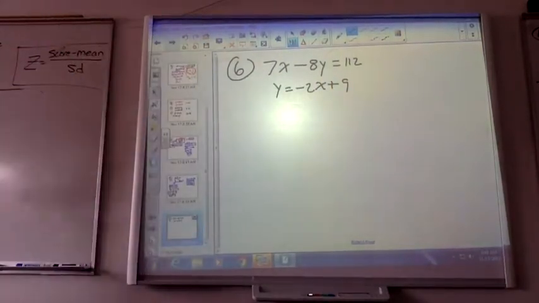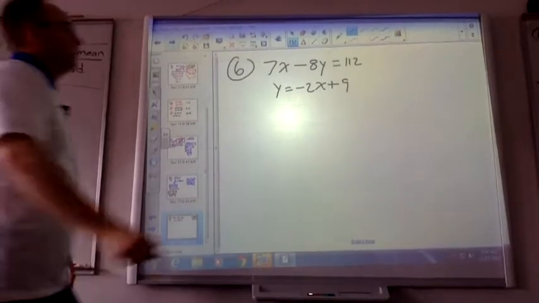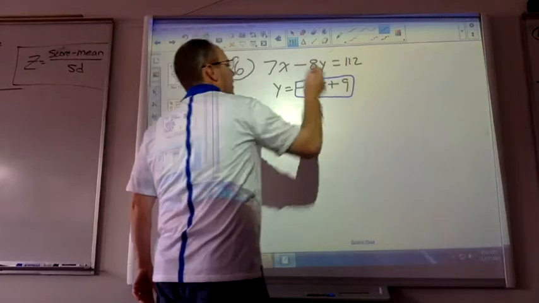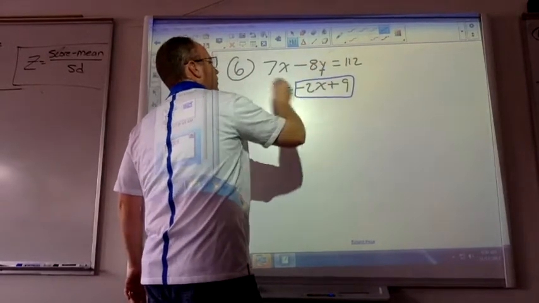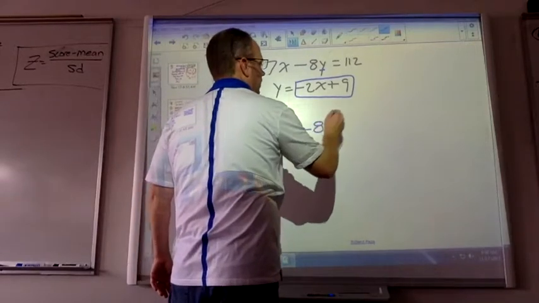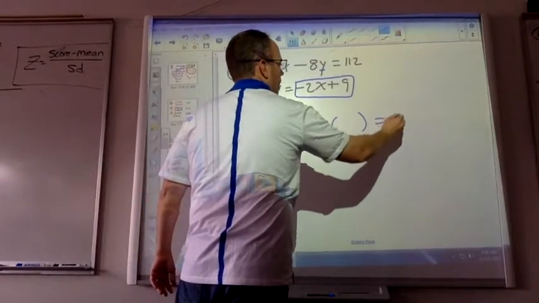Okay. First item on the agenda is one of the equations, x equals or y equals. Cool. So we have something to plug in right away. Do you agree? So I'm going to take this and plug it into what? I'll plug it into the y on the first equation. So let's bring this down. I have 7x minus 8 equals 112.